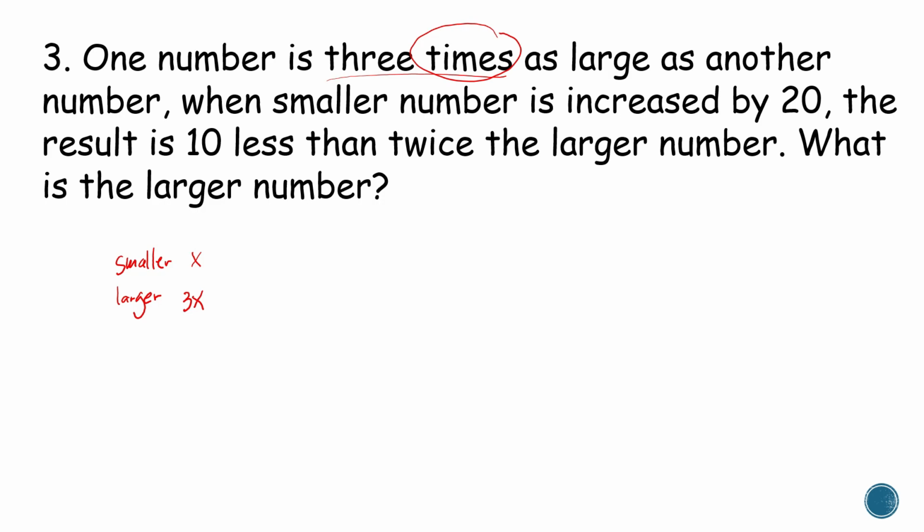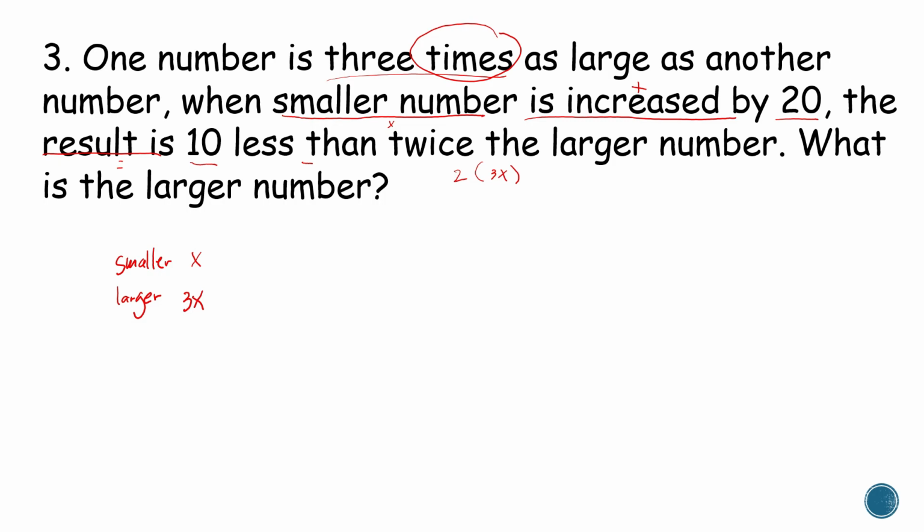Let's create an equation from the next part of the problem here. When a smaller number is increased by 20, so when a smaller number, which is your x, is increased, that's plus 20, okay, the result is, that's an equal sign, 10 minus, okay, less than means minus, twice the larger number, so twice the larger number, which is 3x. All right, so how are we going to put those together and come up with an equation?